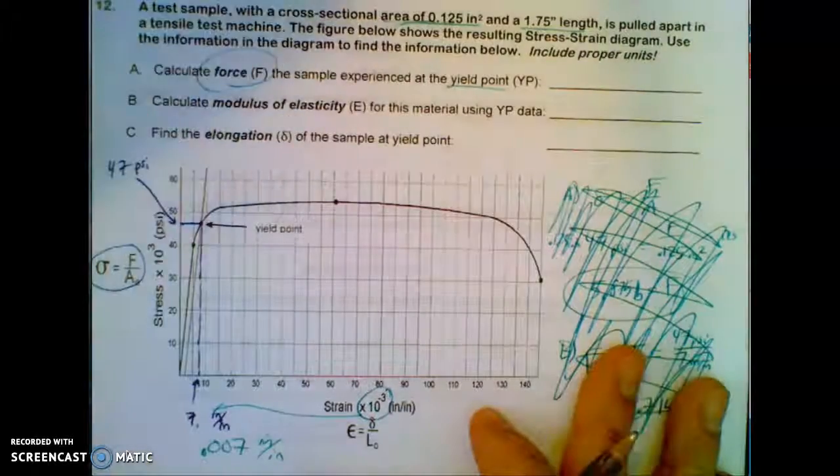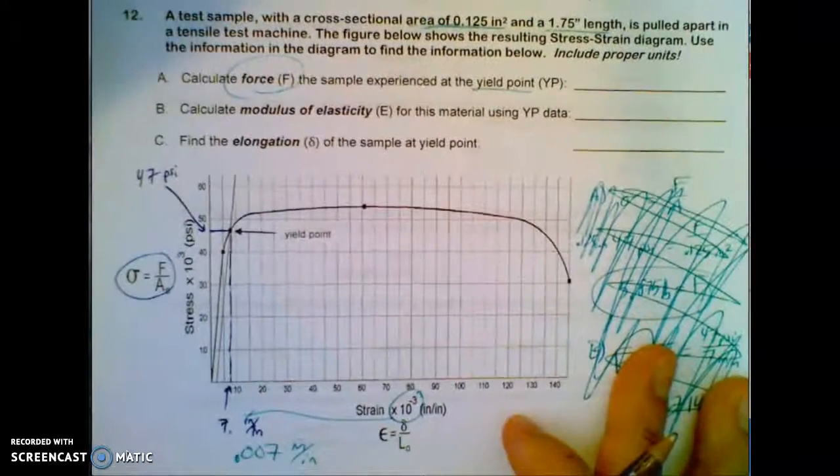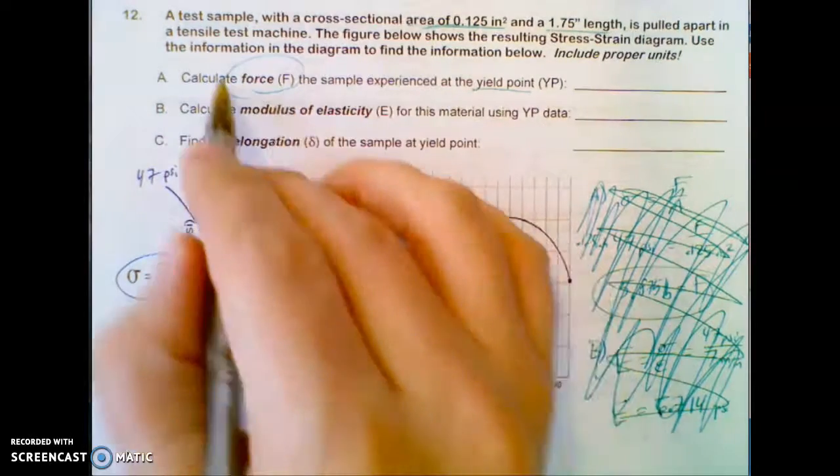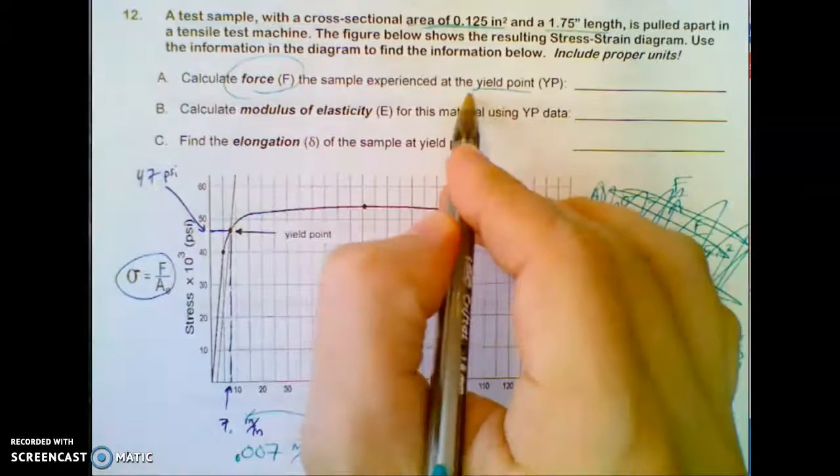All right, so this is the multiple choice part. We have an answer key for this. This is the extended response part, so I'm going to show you some of the work. Calculate the force experienced at the yield point.